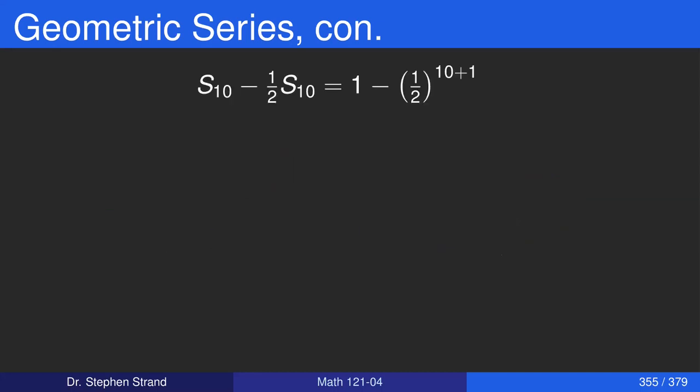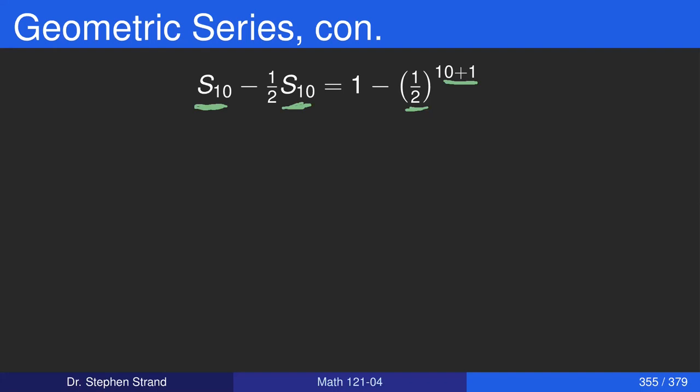And so now we can simplify this algebraically, right? We have s sub 10, which is some unknown sum, and then we have whatever s sub 10 is minus half of s sub 10. The other thing we can notice here is that I left this as 10 plus 1 because there's some nice canceling that's going to happen to help us simplify that.